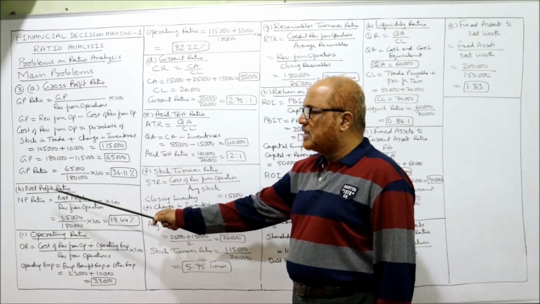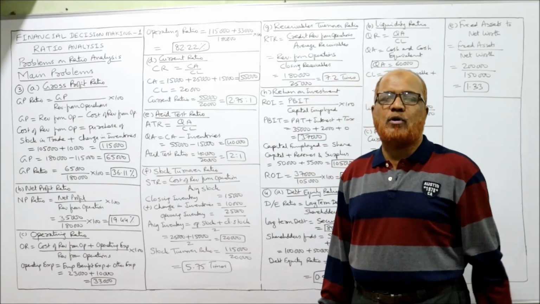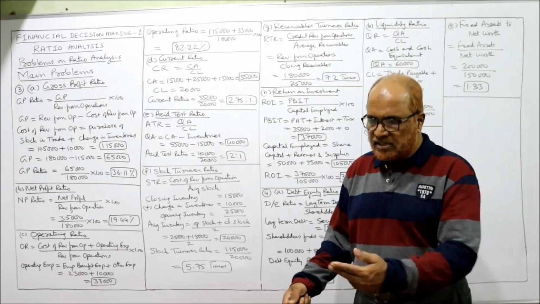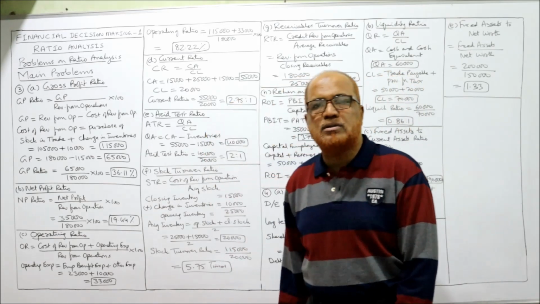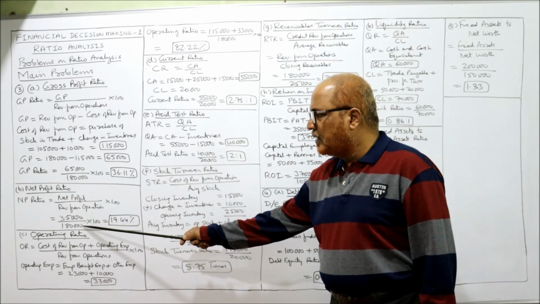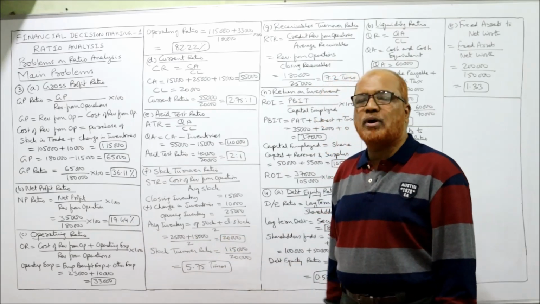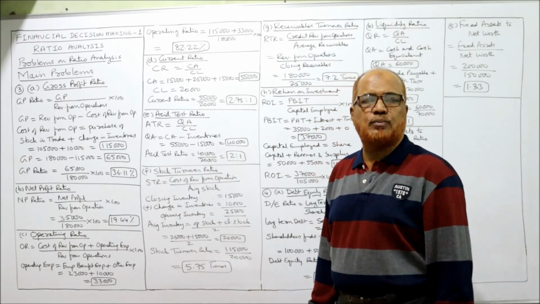First, complete it. Secondly, net profit ratio. Net profit divided by revenue from operation into 100. Net profit is given in the problem, that is 35,000. 35,000 is the net profit divided by revenue from operation 1,80,000 given in the problem. Then 19.44% is the net profit ratio.